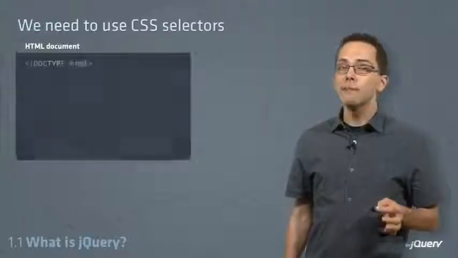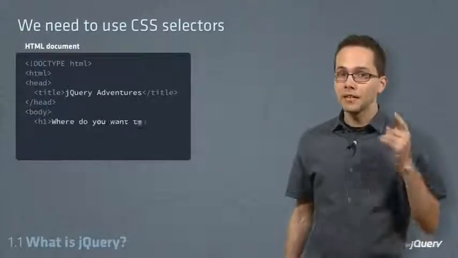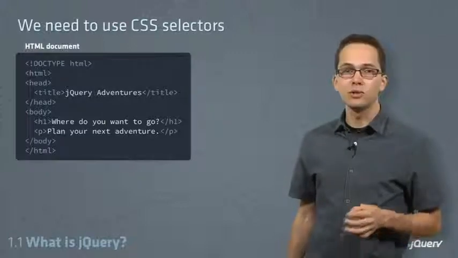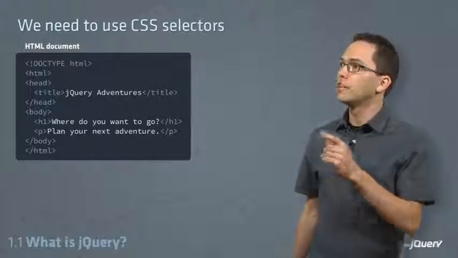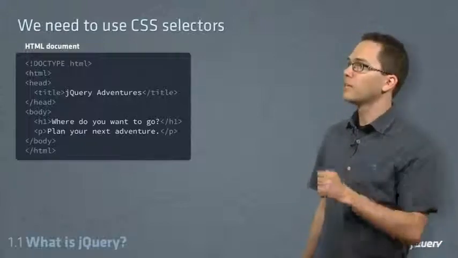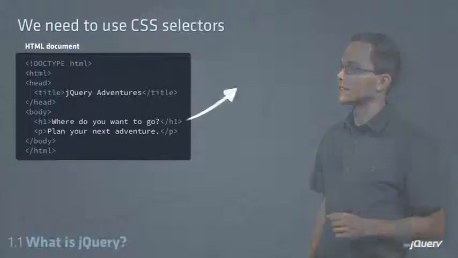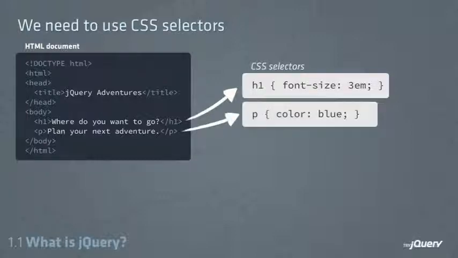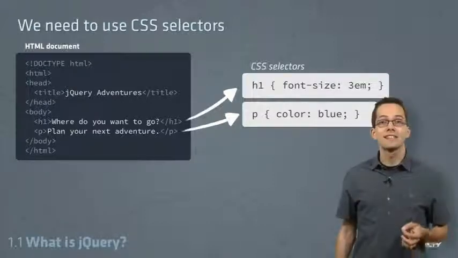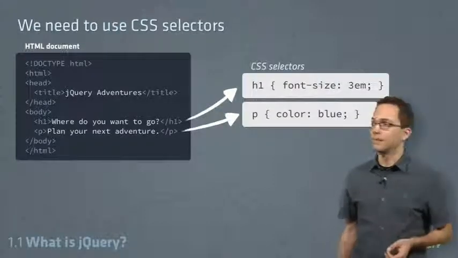To figure this out, let's jump back into our HTML, and we need to think a little bit about how we would use CSS to decorate this web page. If we wanted to decorate the h1, we might write a CSS selector which looks like this. In this case, it's increasing the font size of the h1. To make the paragraph font color blue, we would specify p curly braces color blue. We use these same CSS selectors to find elements from inside the DOM.